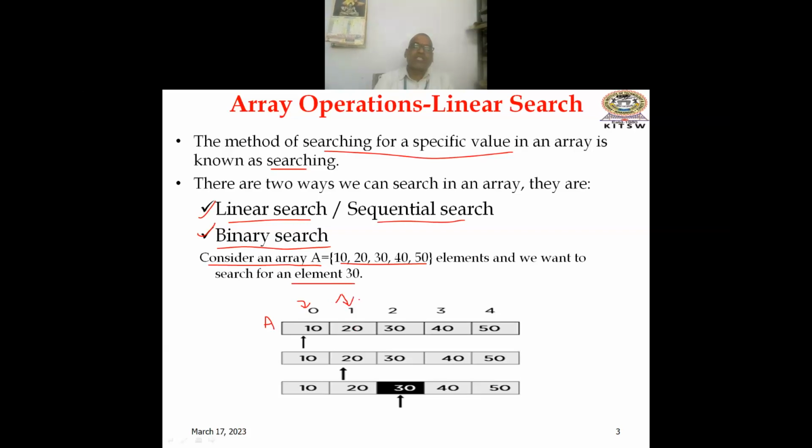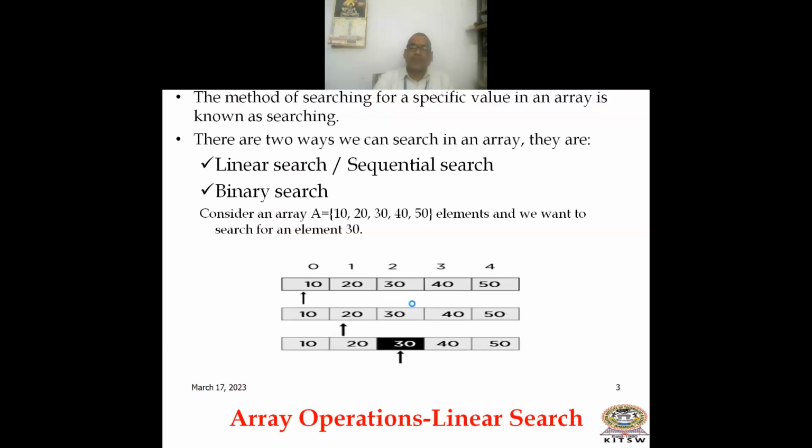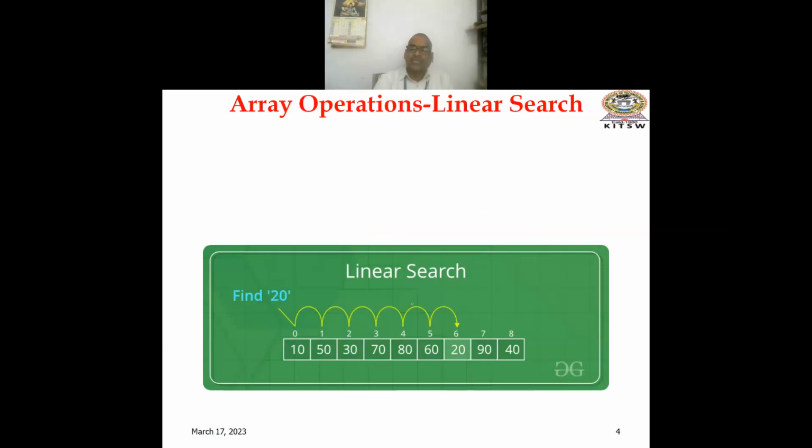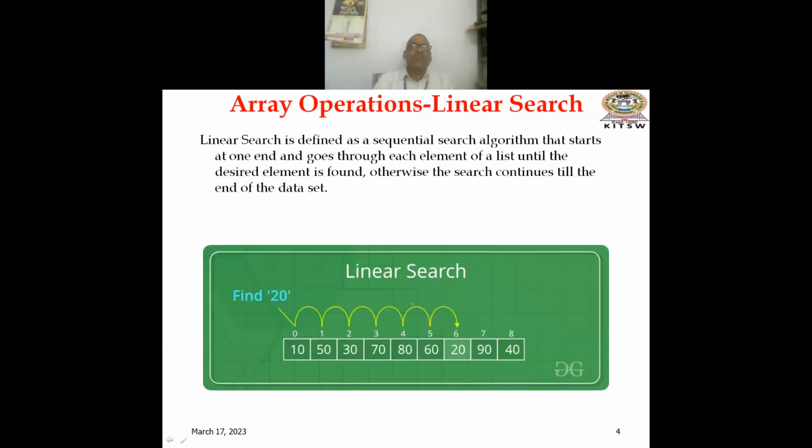Is A of 1 equal to 30? No. Then we go to the next index location and check whether A of 2 is equal to the search element 30. Yes. Now we say that the element is found at index 2. We stop here and say that the element is found at index 2. This is what we call linear search.